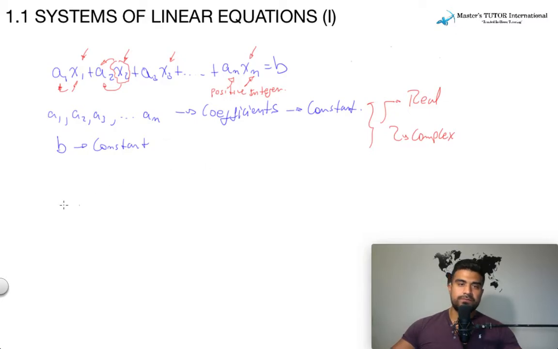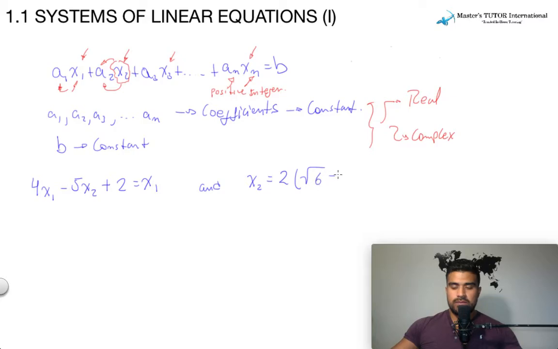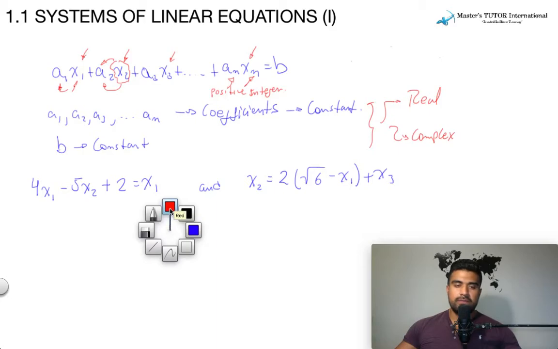For example, here we will see one example. This equation: 4x1 minus 5x2 plus 2 equals x1. And this is another equation: x2 equals 2 times this number plus x3. These are both linear equations. Why? You can see at first glance that the power of every variable is 1. Here this is x1 to 1, x2 to 1, x1 to 1. That's why this is a linear equation. Here it is the same story.